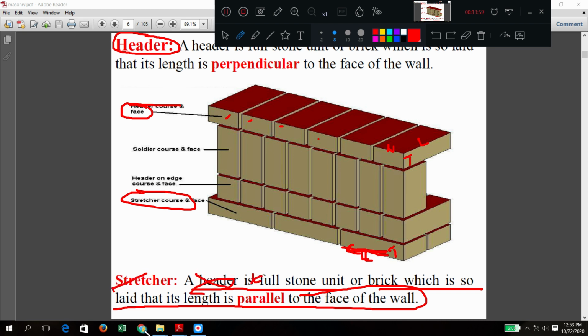Don't get confused by the wordings. Simply, I can tell a stretcher is a unit placed in a wall such that its length is kept parallel to the face of the wall. We call it a stretcher. If all the units in that layer, in that course, are stretchers only, then that is called a stretcher course. Okay, so its face is like this. I hope it is clear now.